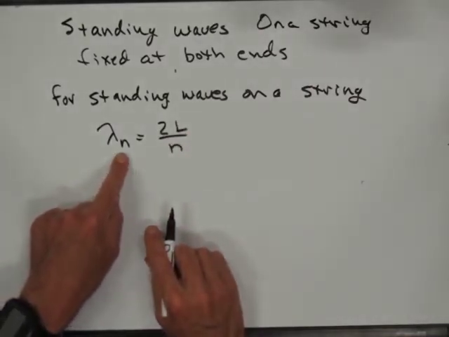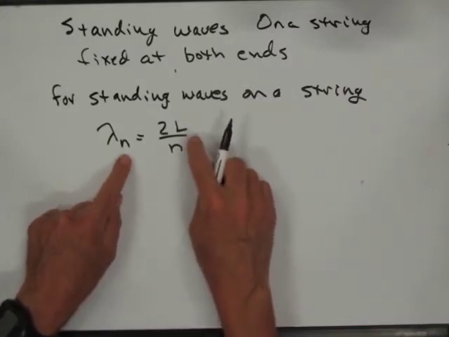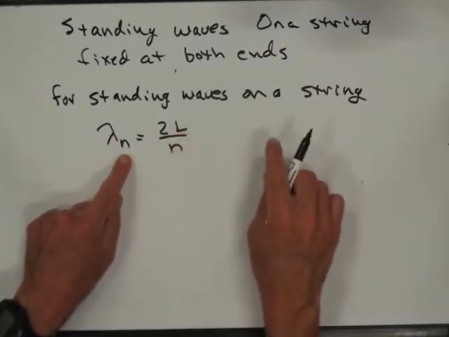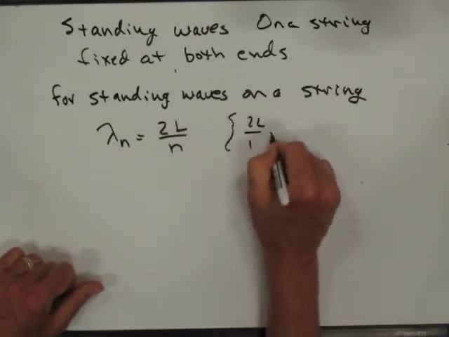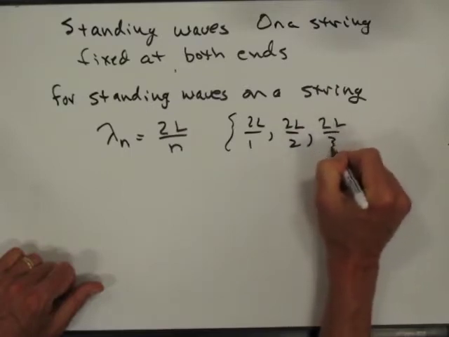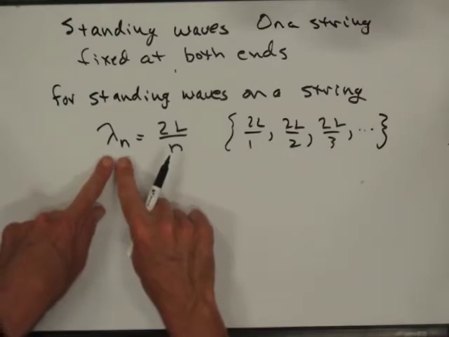Lambda sub n, in other words, the first one is 2L over 1. Lambda sub 2, the second harmonic, is 2L over 2. The third harmonic, lambda sub 3, is 2L over 3, and so on. Right? This is just 2L over 1, 2L over 2, 2L over 3, like that. Those are all the possible standing waves you can get on a string.